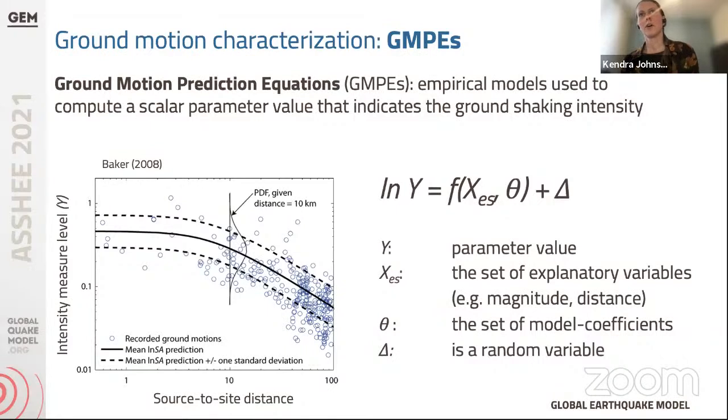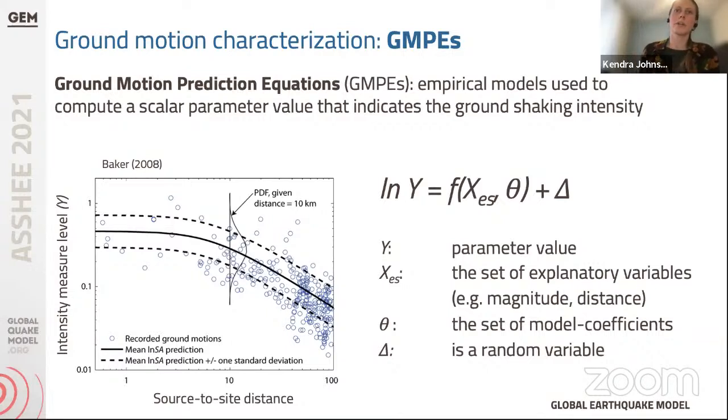So the method we use to predict the ground motions for a given rupture are with these empirical models called ground motion prediction equations, which compute a scalar parameter value that indicates the ground shaking intensity. And so the simplified functional form is shown on the right here, where y is the ground motion value. And it's a function of the set of explanatory variables, the magnitude, the distance, as well as a set of model coefficients, and then a random variable delta.